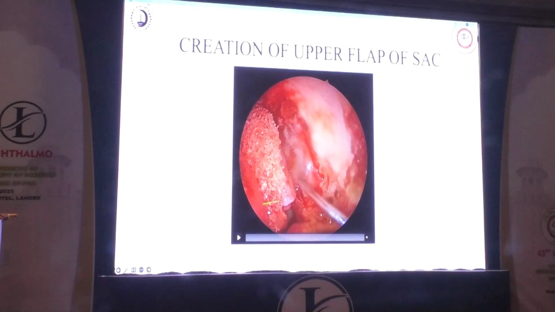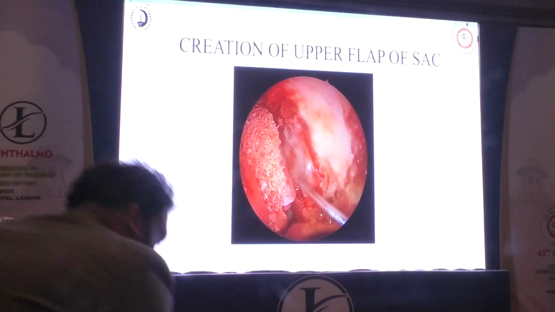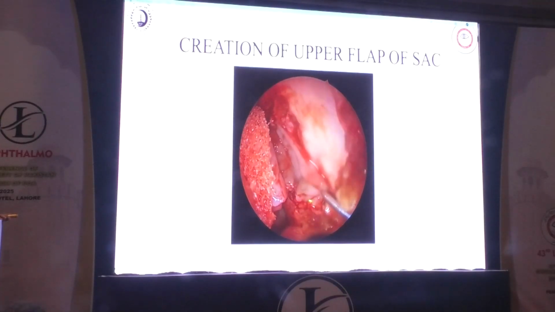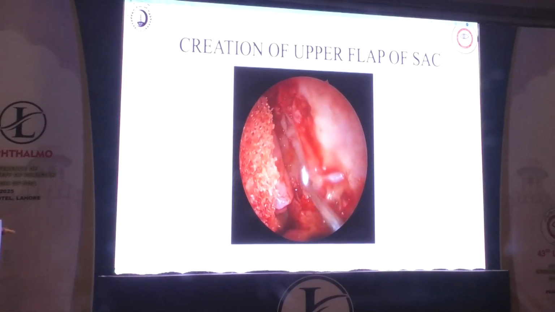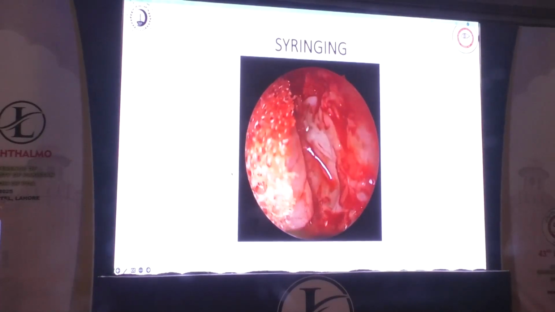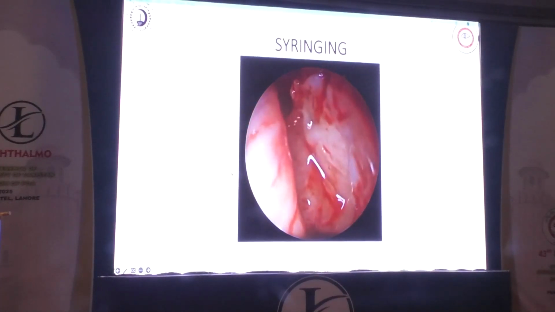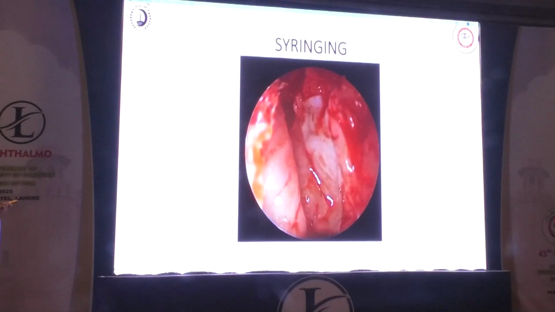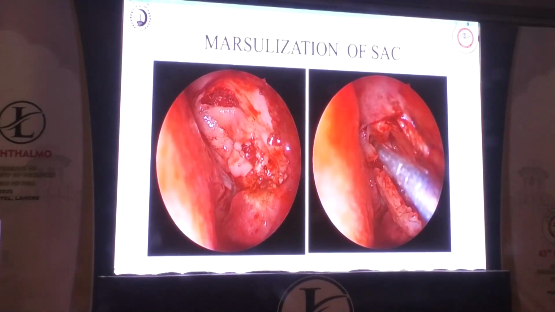For the upper flap, I mostly use the sickle knife, an instrument used in ear surgery. So when you create the flaps, with the help of eye colleagues, I used to wash the sac. This is the region of the common canaliculus. You can see the good drainage of the saline, which is washed through the punctum, and there is the exposure of the common canaliculus.